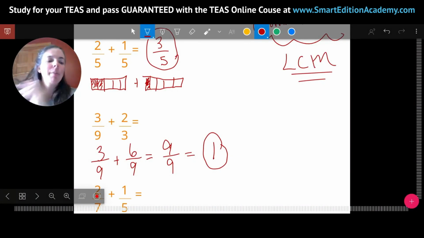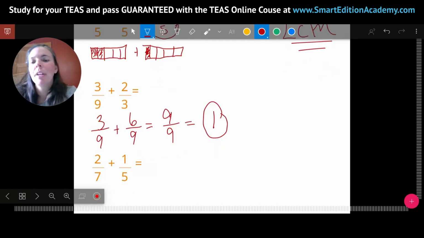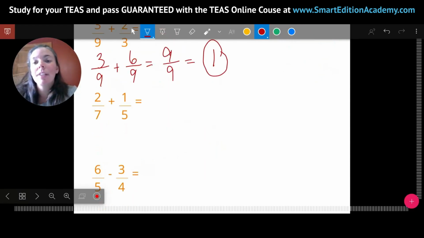Okay, let's try one more. Feel free if you feel like you've got the hang of this. Let me know what you think would be a good common denominator for 7 and 5. What would be the least common multiple of 7 and 5? So feel free to drop it in the chat if you think you know.